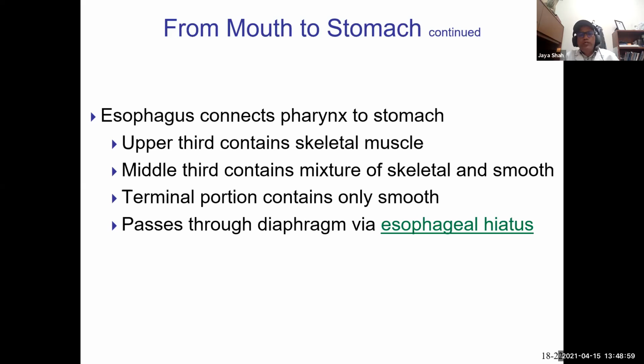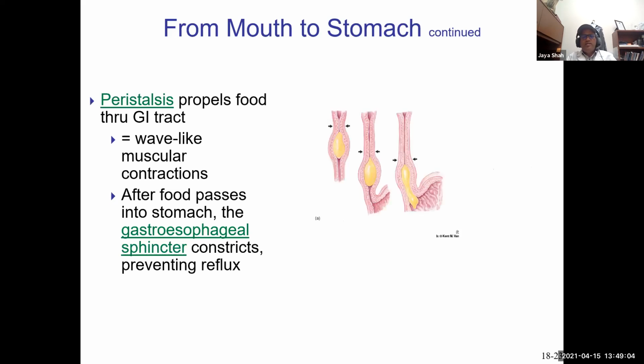The esophagus connects the pharynx to the stomach, and its upper third is mixed: voluntary and involuntary muscle. Once food goes down, there is the lower esophageal sphincter, or upper sphincter of the stomach. This is called the gastroesophageal sphincter.